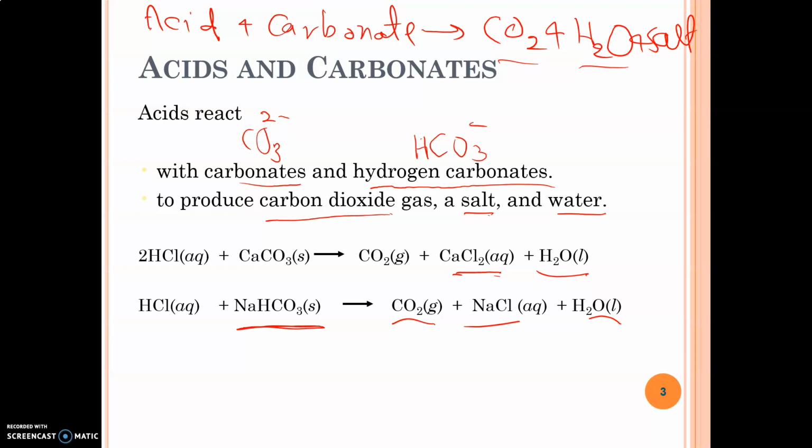So now you have two types of reactions for acids. The reaction with metal: acid plus metal gives hydrogen gas plus salt. Acid with carbonates or hydrogen carbonates, which have another name, bicarbonates, gives carbon dioxide, water, and salt.